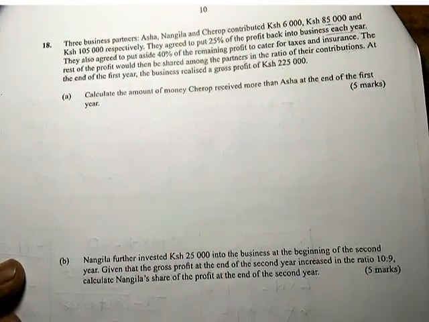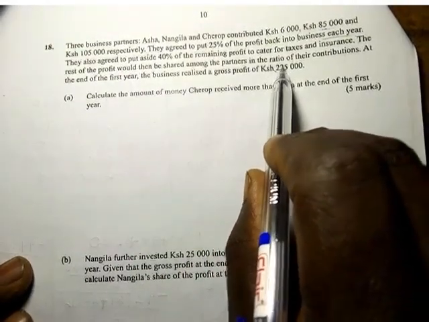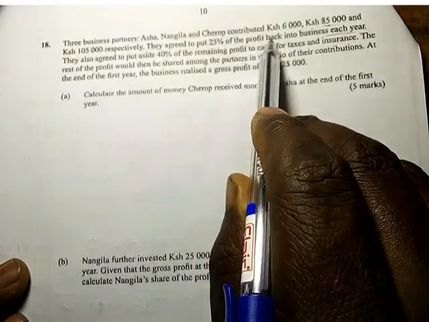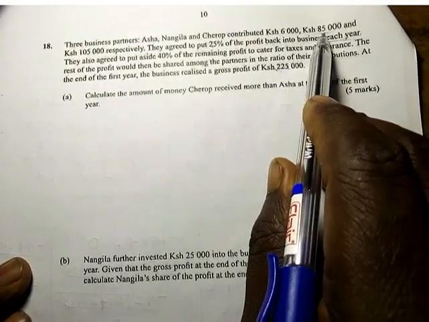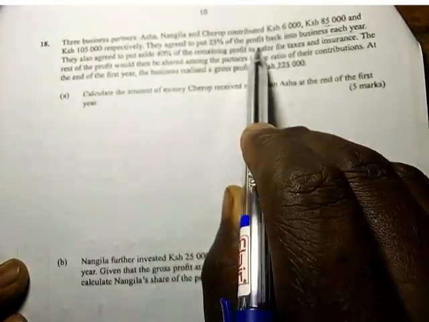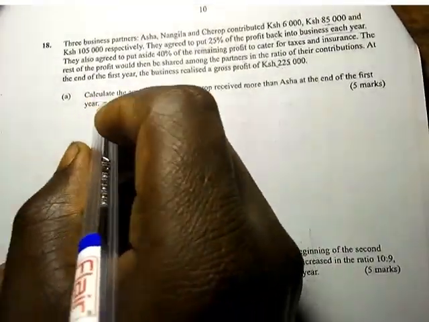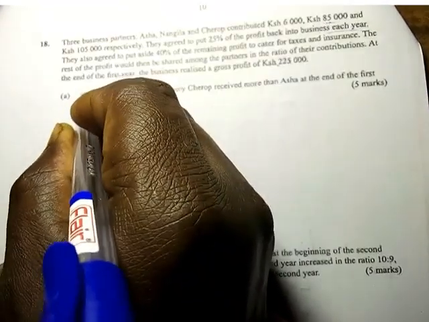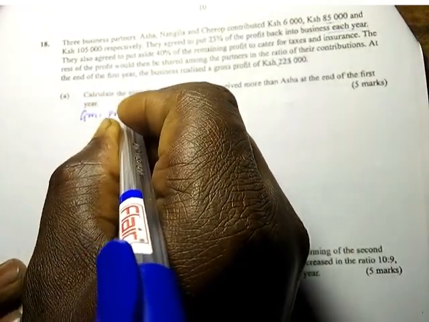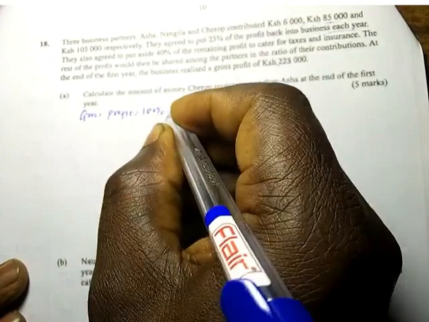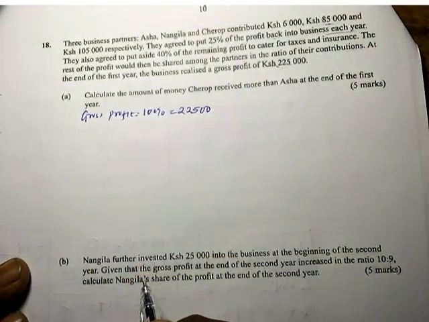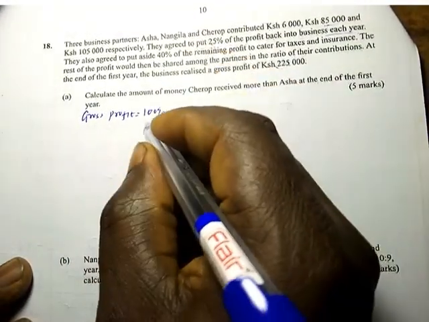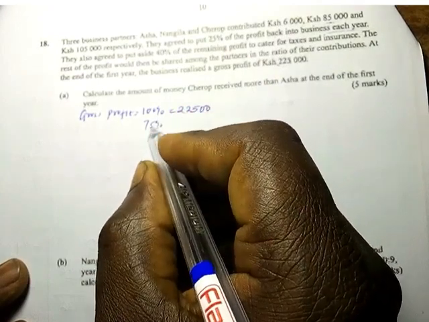So the first thing we do, we first remove the expenses out of the total gross profit made. 25% is put aside to go back into business. It is added to the business. 40% is taking care of the taxes. Also, we need to remove all those. So first, we know the gross profit is equal to 100%, which is equal to 225,000. That is the gross profit. But now 25% is gone, so we remain with 75%. The money that will remain is 75%.